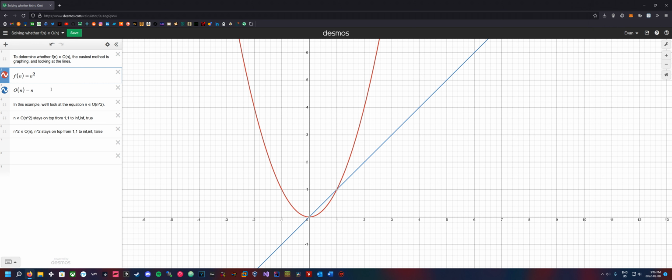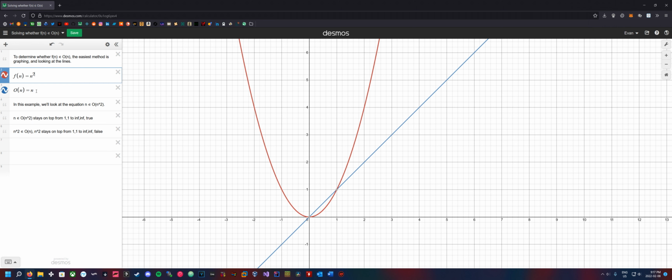And this works for anything you throw at this. If you can visualize it like this, it makes things a whole lot easier. So if you're ever in doubt about whether or not you're right, just pull up a graph and see where or if they ever intersect, and which one stays on top for the whole rest, from whatever point, in this instance 1, 1 to infinity. If f of n stays on top, it's not an element of O of n, and if O of n stays on top, then f of n is an element of O of n.